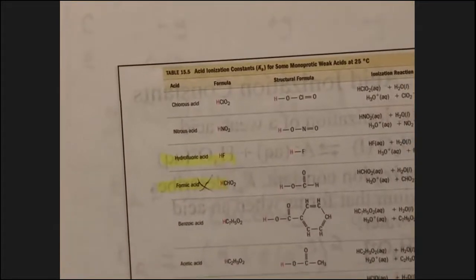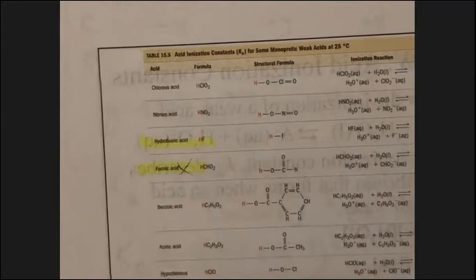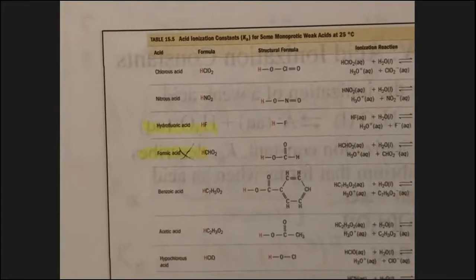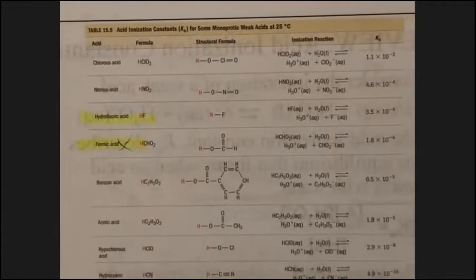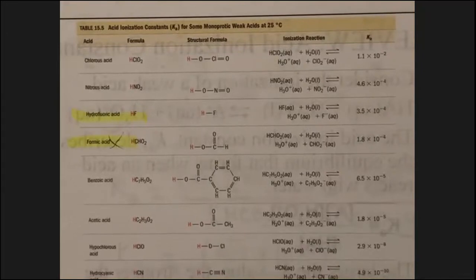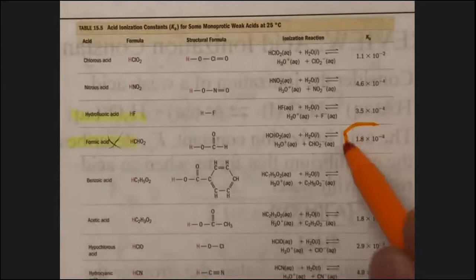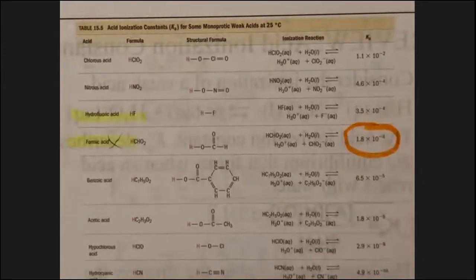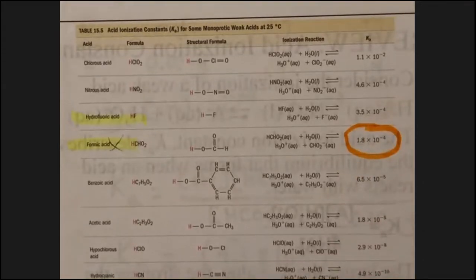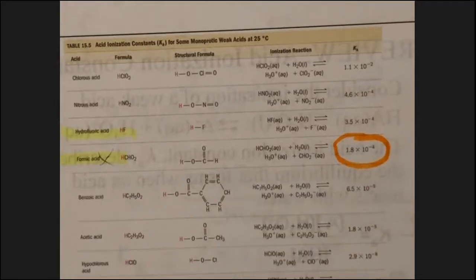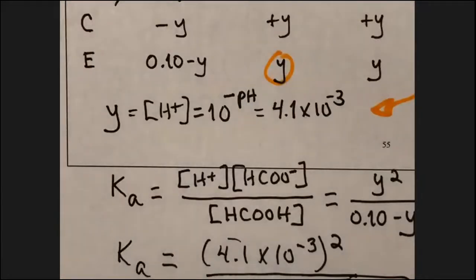See formic acid there, right underneath HF. Wait for it. Oh, look at that. It is actually 1.8 times 10 to the negative 4. So that is one way in which you can find the Ka value of a weak acid.